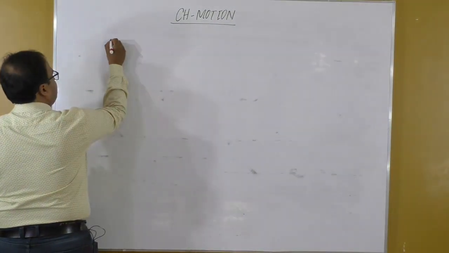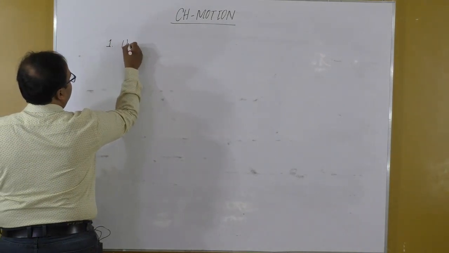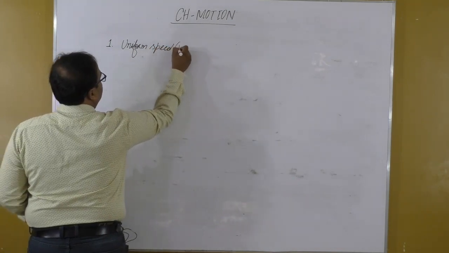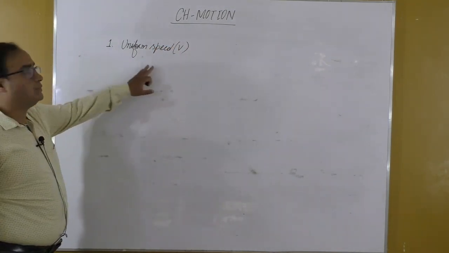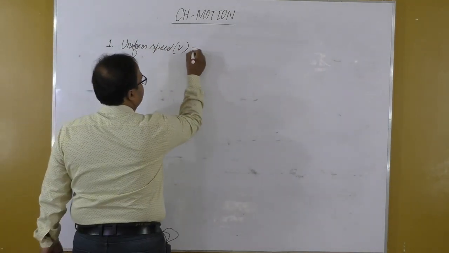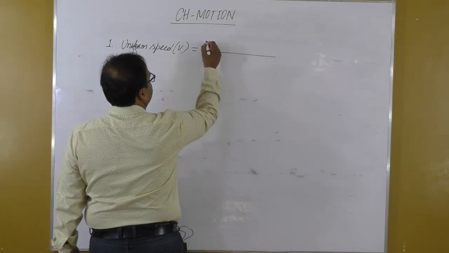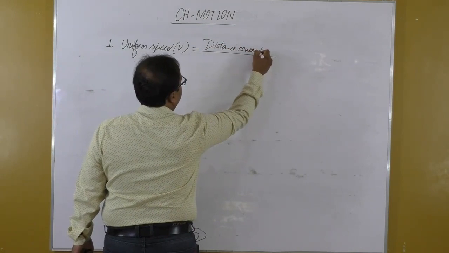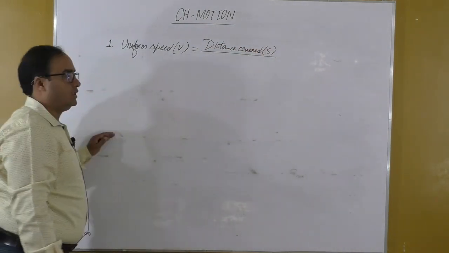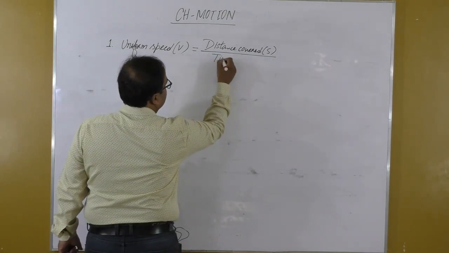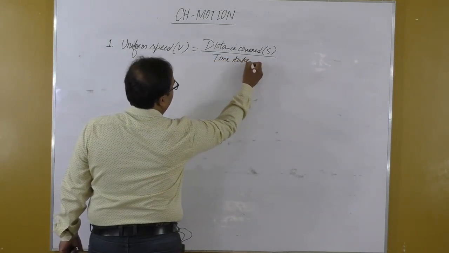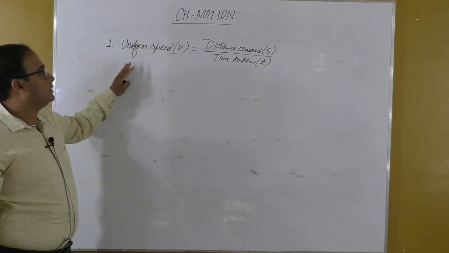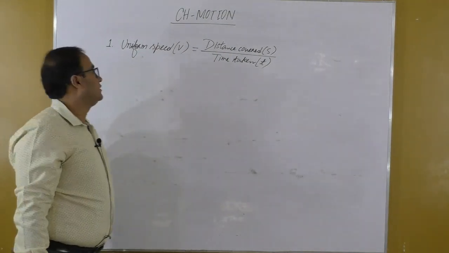So, first one, formula for uniform speed. Uniform speed can be denoted by symbol V, and uniform speed is equal to distance covered, which can be denoted by symbol S, by time taken. Okay, so what is the formula for uniform speed? Distance covered by time taken.